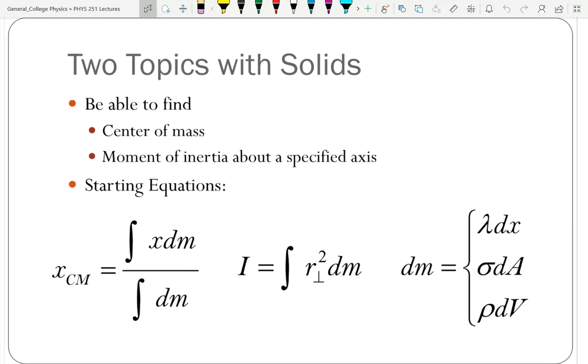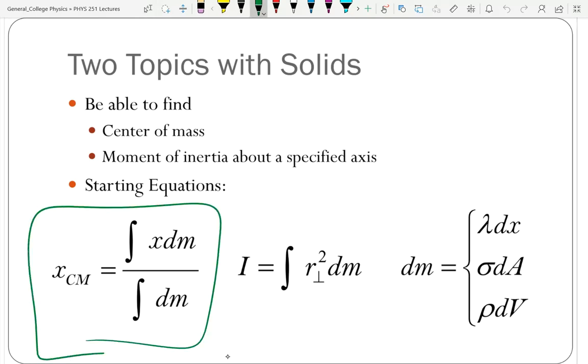We either have calculating, and I just put the x center of mass because you can do y center of mass by changing x's to y's. X center of mass is equal to the integral of x dm over the integral of dm. And the I about some axis is equal to the integral of r perpendicular squared dm. So those are the equations you're going to use, either this one or this one.